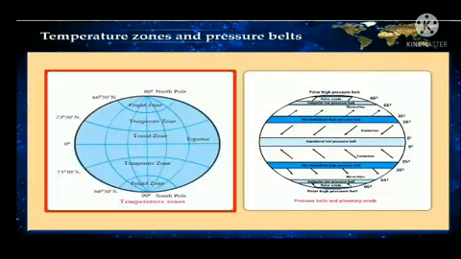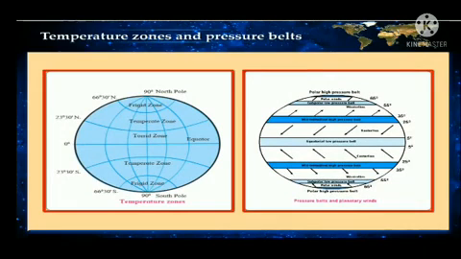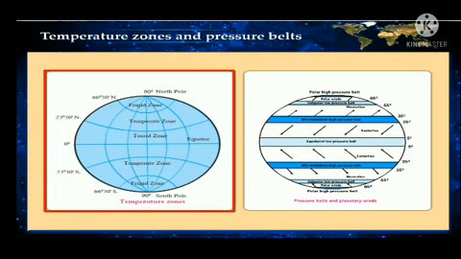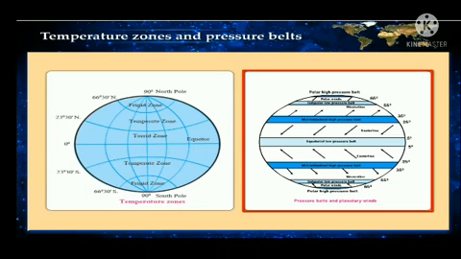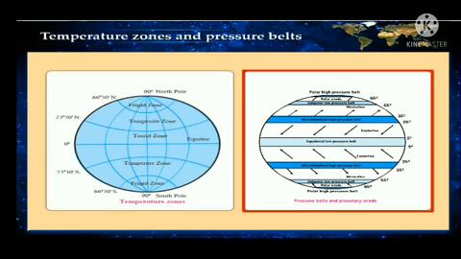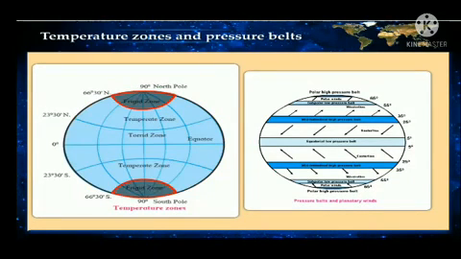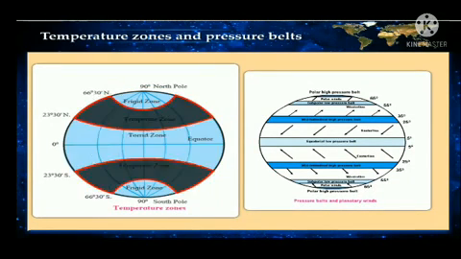Temperature zones and pressure belts are interrelated to each other, but the latitudinal extent of the temperature zones is much larger while pressure belts are narrower. The major difference between the temperature zone and pressure belt is that the temperature zones are continuous and are spread from the equator to the poles, from torrid to frigid.